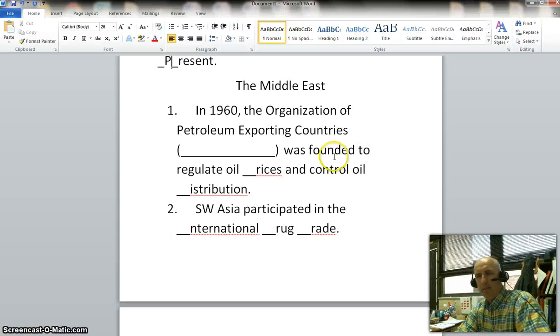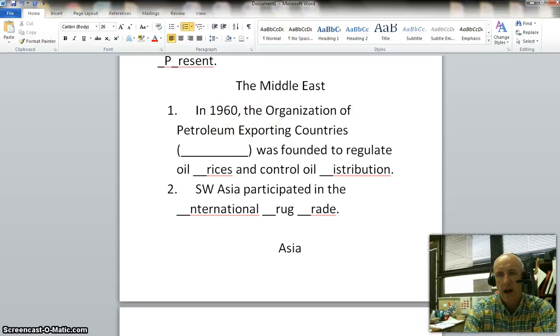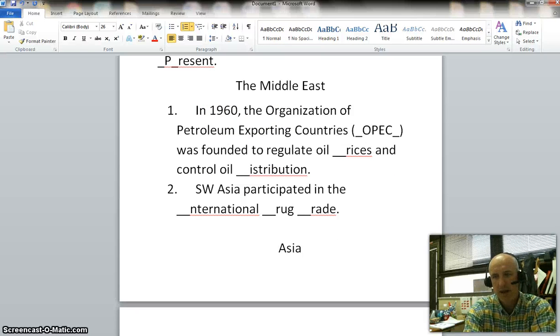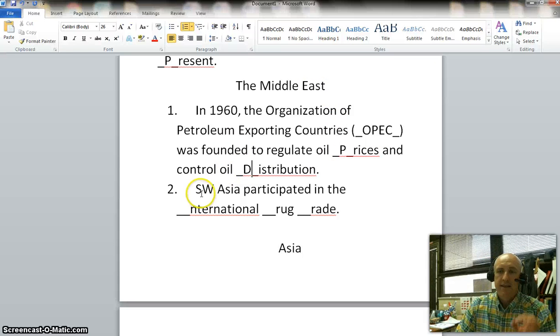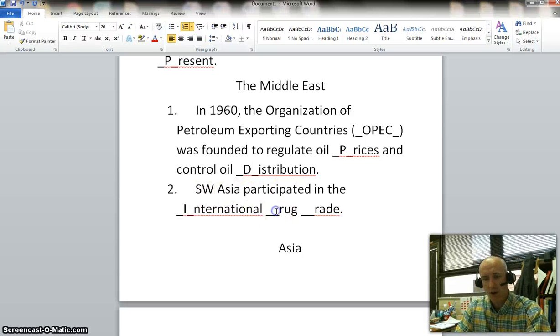Okay, now let's start with the Middle East. In 1960, the Organization of Petroleum Exporting Countries, we call that OPEC, you need to know OPEC, was founded to regulate oil prices in the Middle East and to control oil distribution. Southwest Asia participated in the international drug trade. So there you go, the Middle East.